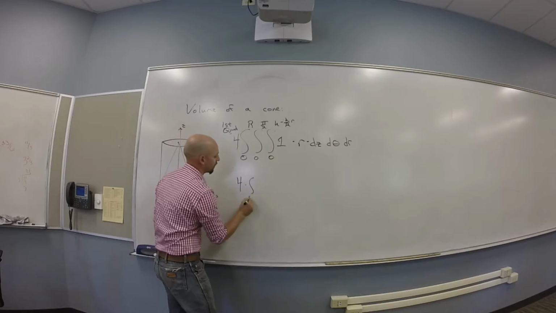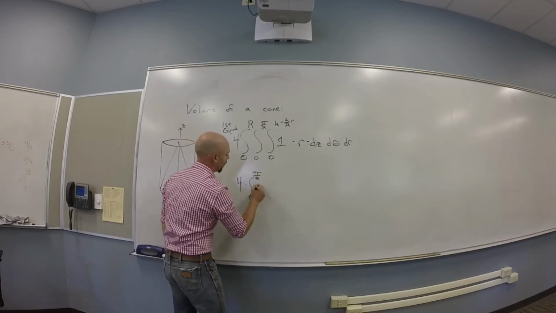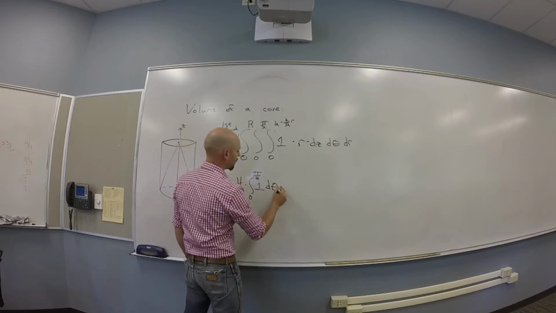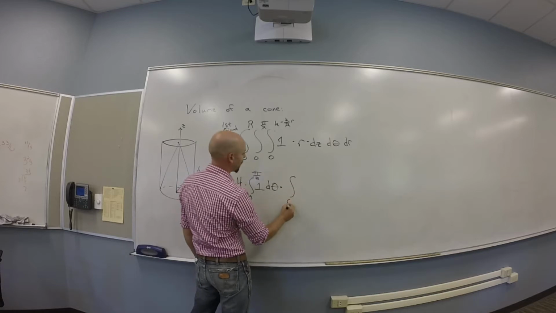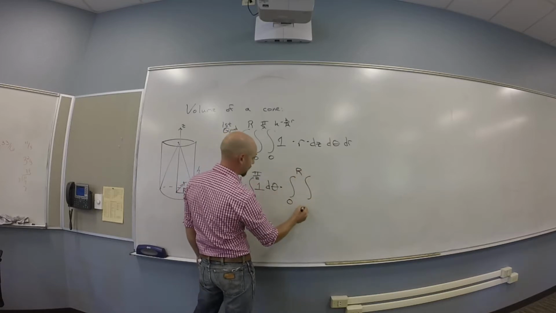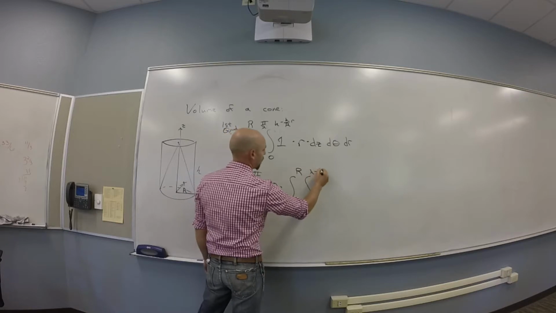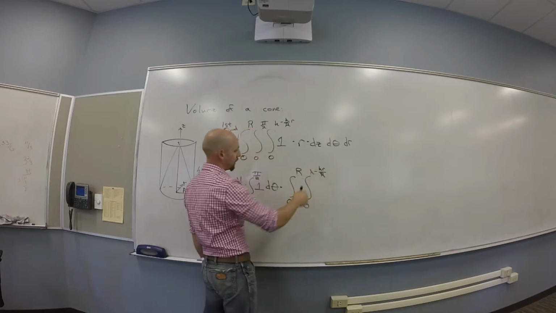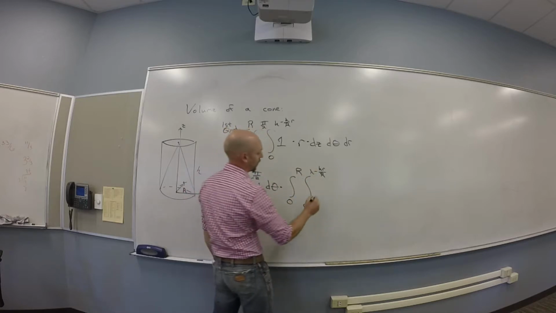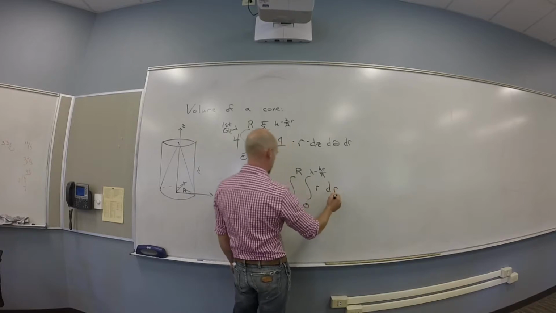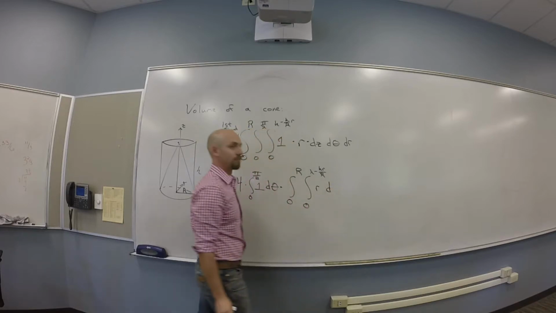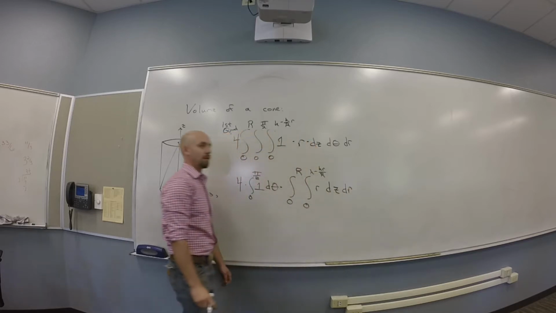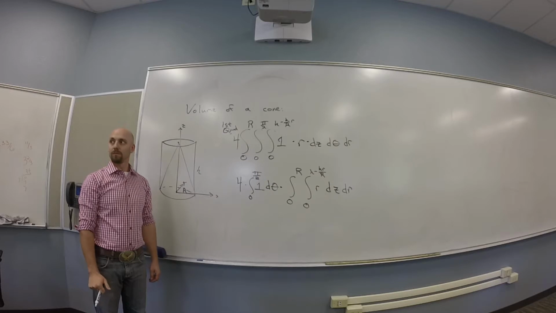So I've got 4 times the integral from 0 to pi over 2 of 1 d theta. But then in this other bit, I've got my 0 to capital R, and this guy depends on little r. So I've got 0 to h minus hr over capital R of r d... d what? Good. Make sure you keep the order right. You guys all good with this?